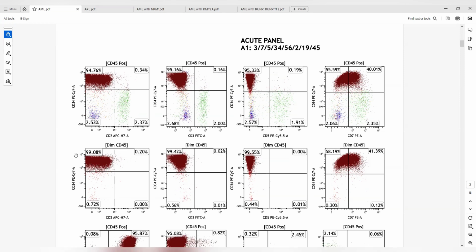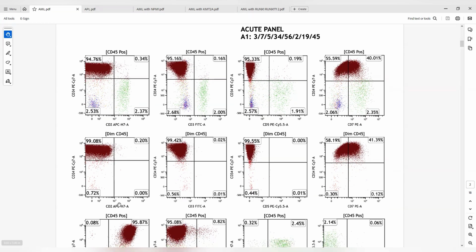And then after that, we come up with this box here that is cleaner. And here we're just looking at the abnormal population that we have. So our population here is negative for CD2, CD3, CD5, and CD7 shows dim expression.